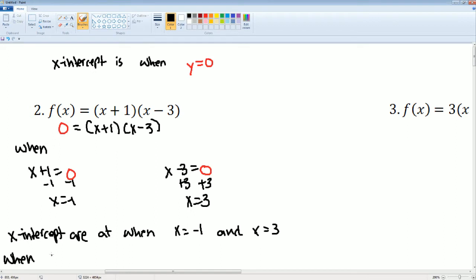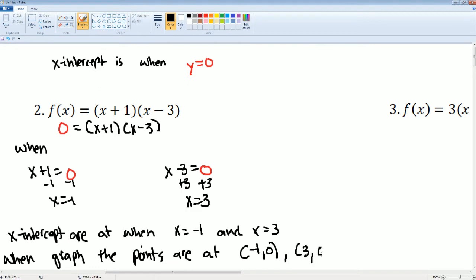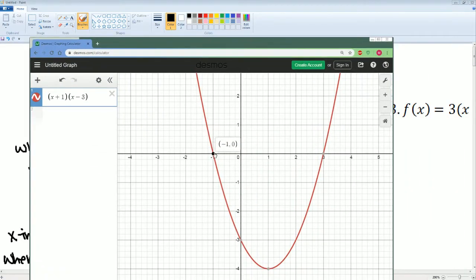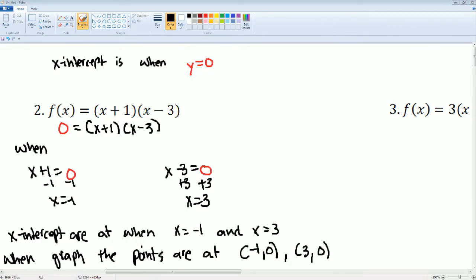When graphed, the points are at these points. Okay, x is negative 1. We know that y becomes 0. And x is 3, y is equal to 0. Let's see if that is correct. All right, so x plus 1, x minus 3. Okay, are we right? Negative 1, comma 0. Perfect. And the other one was 3, comma 0. That is correct.